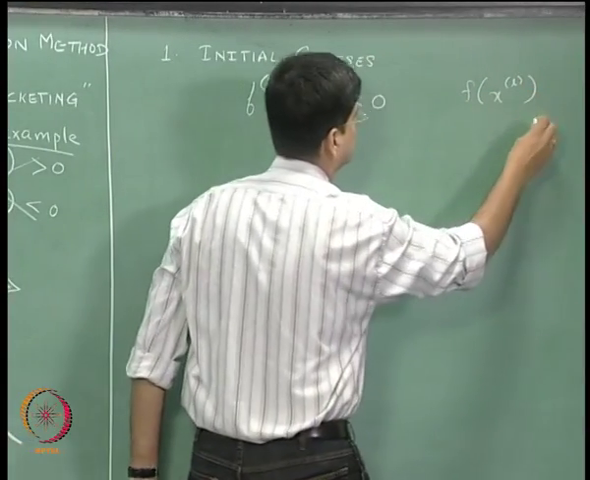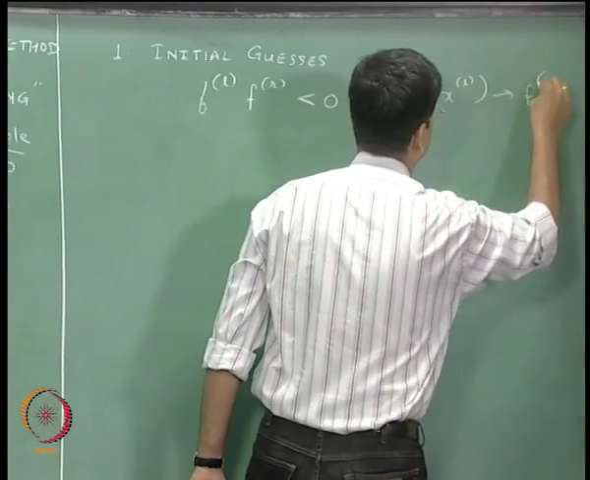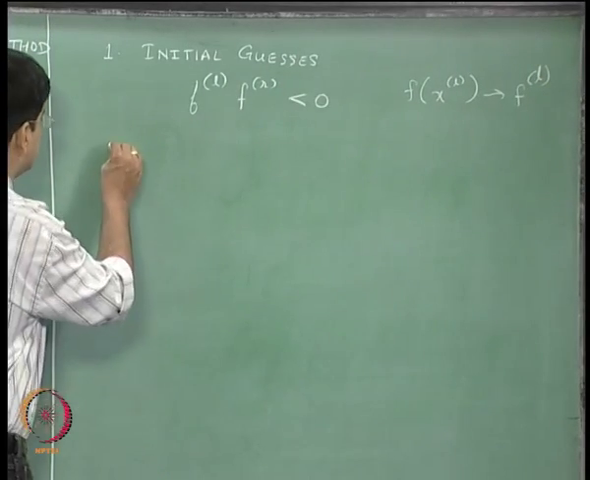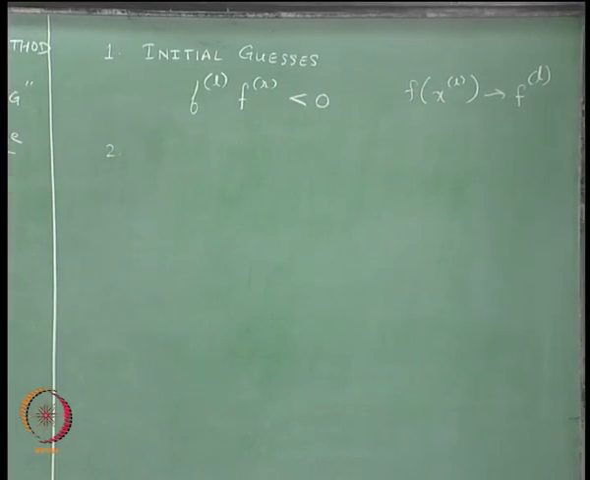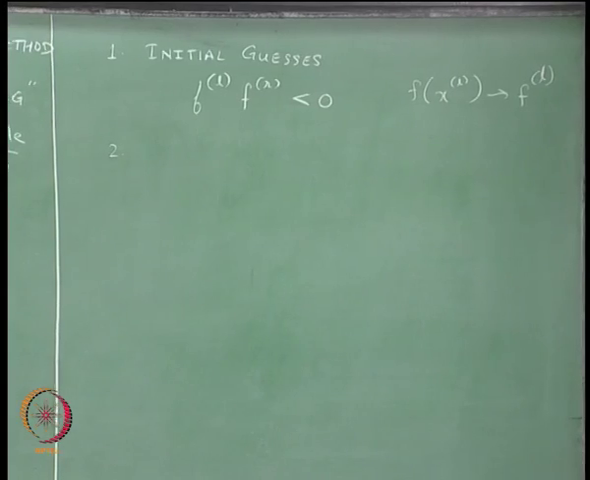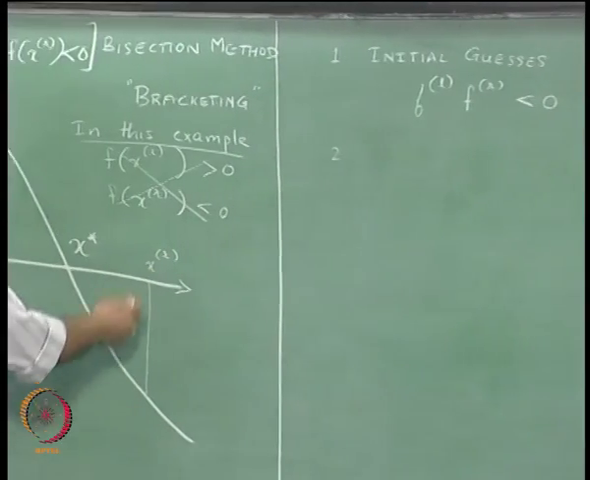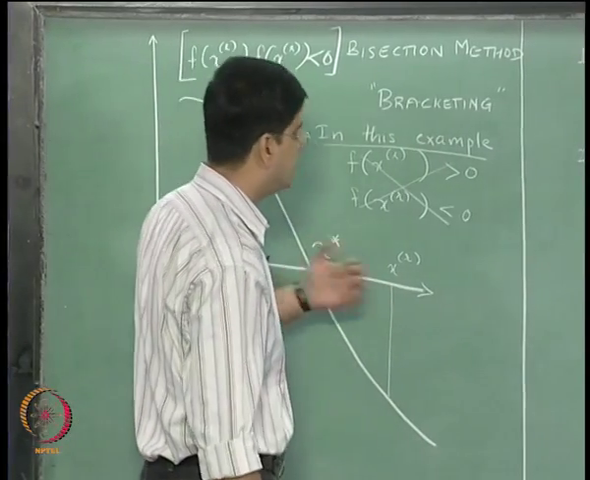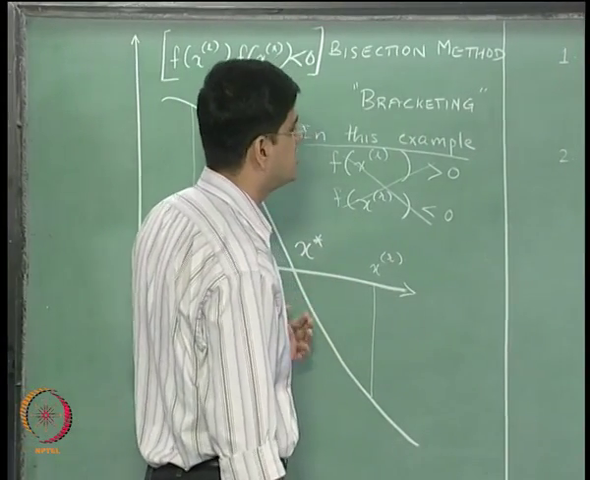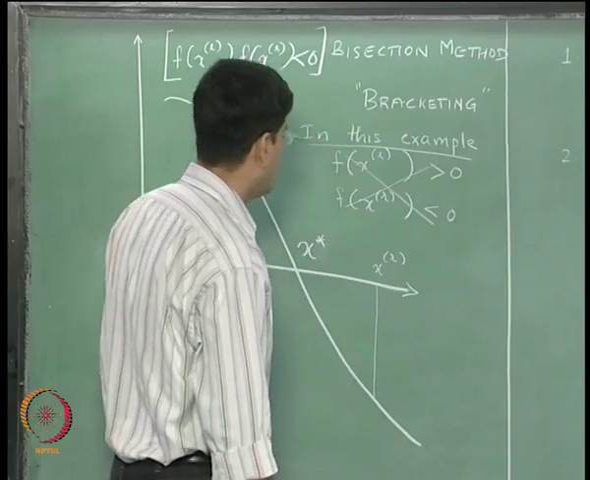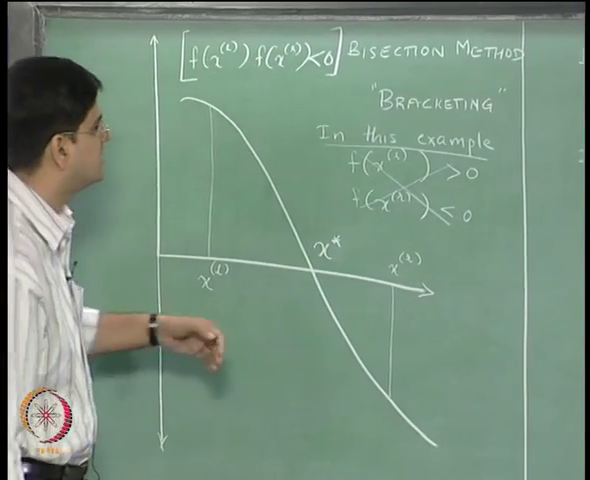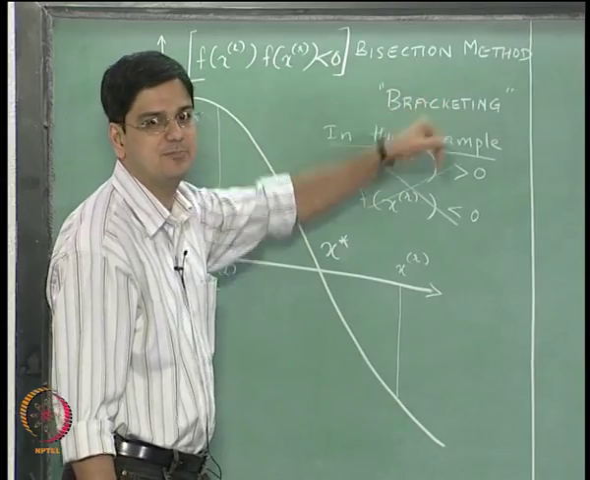So, for f of xl I will just use a shorthand notation f of l. This is going to be our initial guess. The second step that we said is to find out, starting at these two initial guesses, how we will get the next solution, so that we move the initial guess to the next guess.